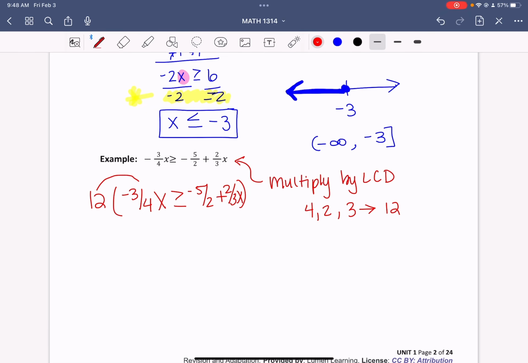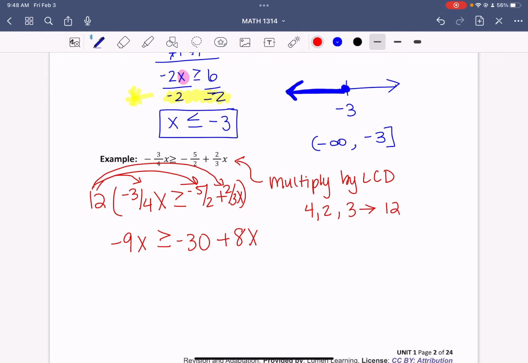So I'm going to say 12 times negative 3/4. You can use your on-screen calculator to assist you with that. But that gives you negative 36 over 4, which gives me negative 9x, which is great. I don't have a fraction anymore. Then I'm going to multiply 12 times the negative 5 over 2, which gives me negative 60 over 2, or negative 30, plus I've got 12 times 2/3 x, which gives me 24 over 3, or 8x. And again, I would just use my on-screen calculator to assist me with that.